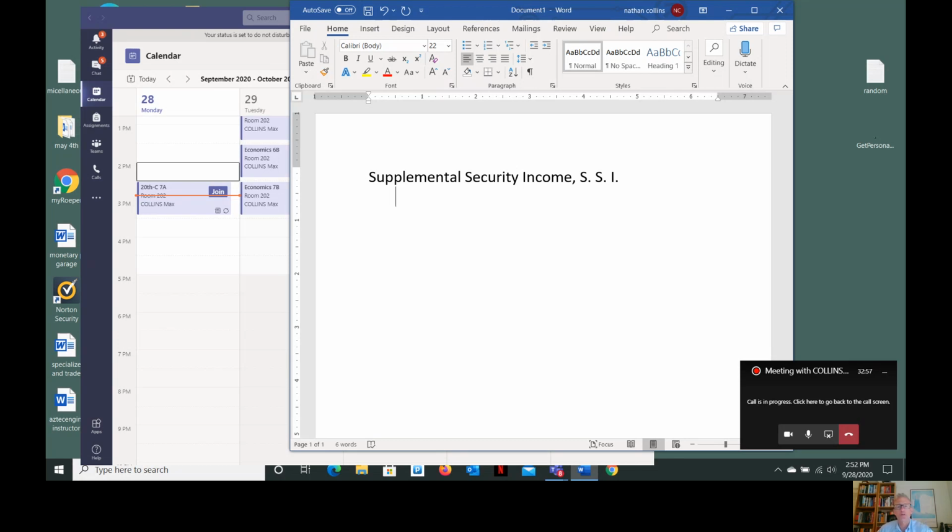So if you're eligible for Social Security, you get Social Security. But if in addition to Social Security, you're poor, you may get these additional Supplemental Security Income payments. SSI is run by the federal government. It's really pretty good sized, but it's not nearly as big as, say, Medicare or Medicaid.